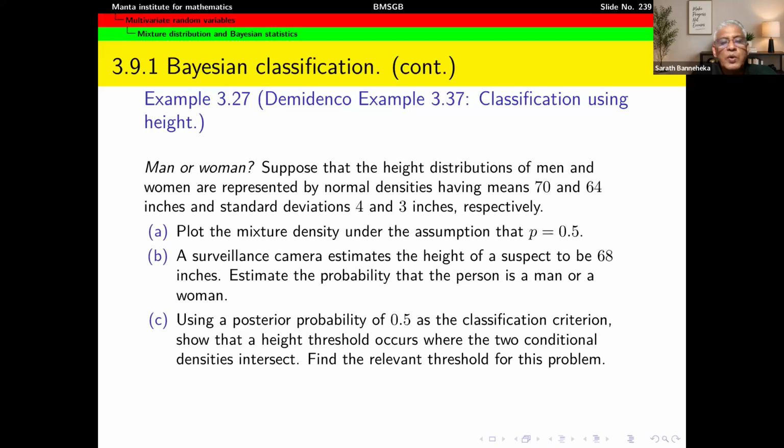And similarly, using a posterior probability of 0.5 as a classification criterion, show that a height threshold occurs where the two conditional densities intersect. Find the relevant threshold for this problem. So that's a completely new idea about the threshold value, the classification criterion and so on. Those concepts will be explained through this example.